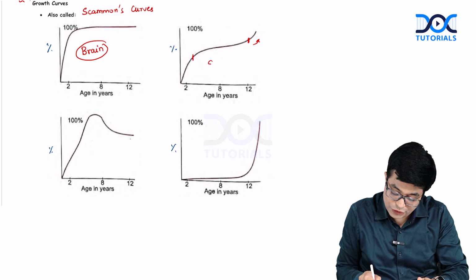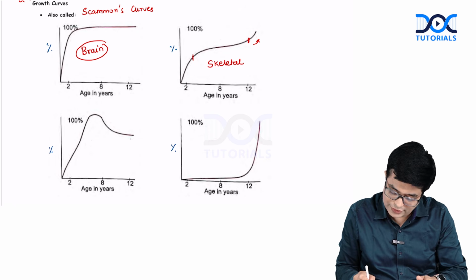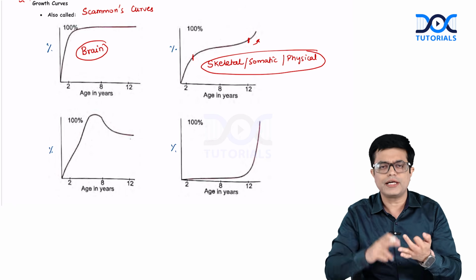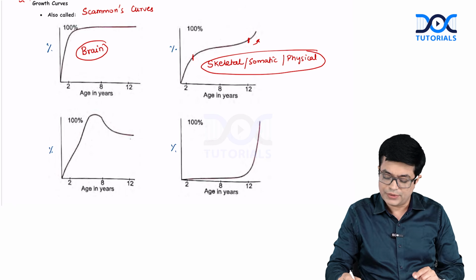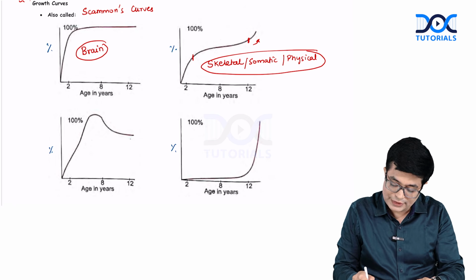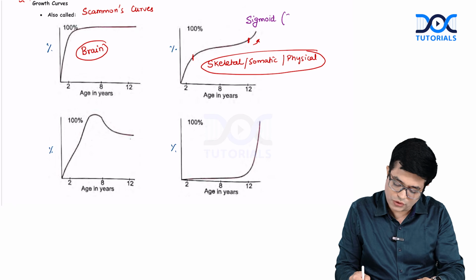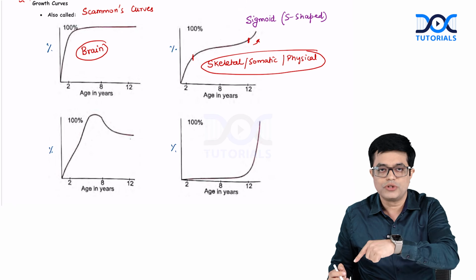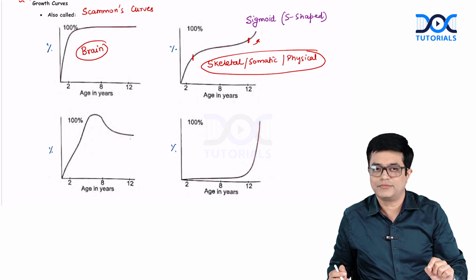This is skeletal tissue. And skeletal tissue is responsible for our height. So skeletal or somatic tissue or physical growth is depicted by this type of graph. So which tissue is being shown? Skeletal or somatic or physical growth. And what is the shape? This type of shape is called sigmoid shape, also called S-shaped growth curve. So the examiner can ask you a one-liner. In a viva you can be asked, S-shaped growth curve is shown by which tissue in the body? Your answer will be skeletal tissue, right?